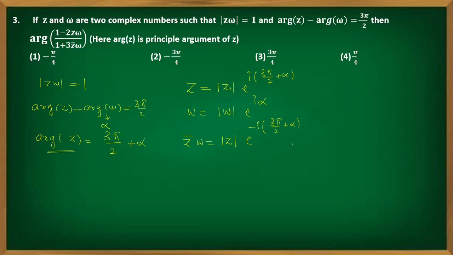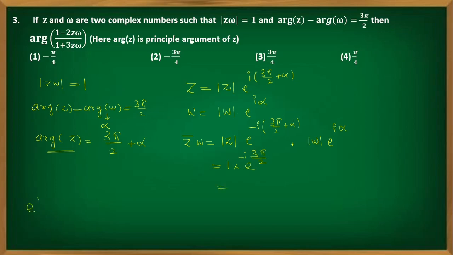This is Z bar into W. Now what is W? Mod W into e to the power of i alpha. Now you tell me, mod Z into mod W, what is that? Mod ZW, which is already given as 1. So mod Z into mod W will be equal to 1 into e to the power of, bases same, powers should be added. So what do you get here? This i alpha will be cancelled with this minus i alpha. You get e to the power of minus i 3 pi by 2.